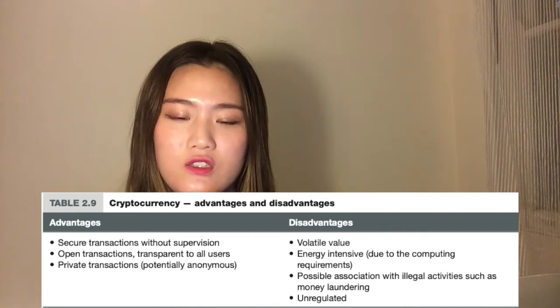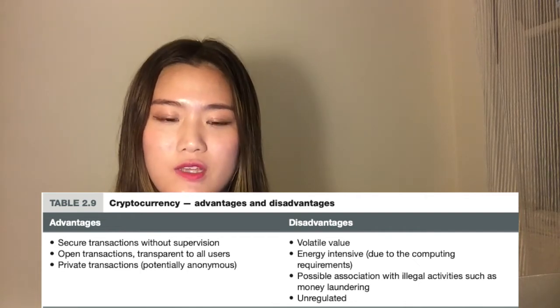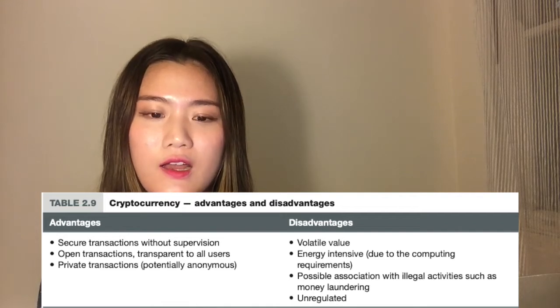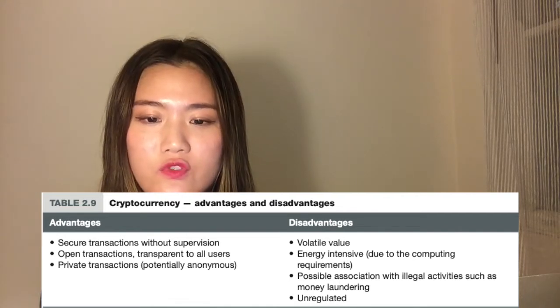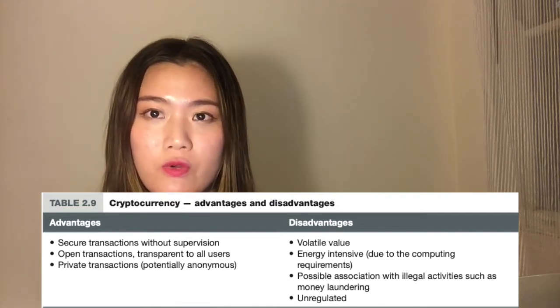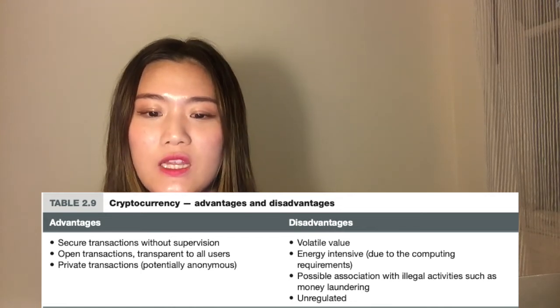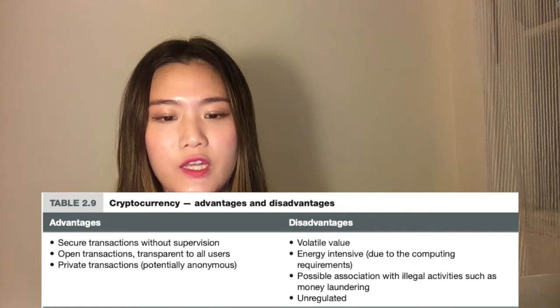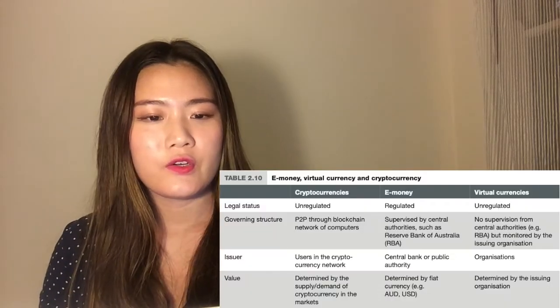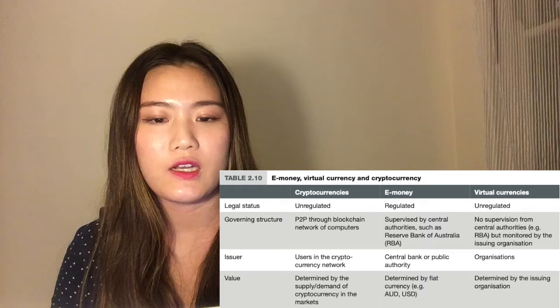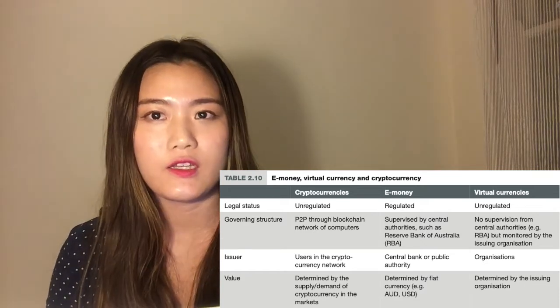But the disadvantage would be it is very volatile. I mean, some are, but it's volatile. It's energy intensive due to the computing requirements, has a possible association with illegal activities such as money laundering, and it is unregulated. So there's a summary of all of this. So cryptocurrency and virtual currencies are unregulated, whereas e-money is regulated.